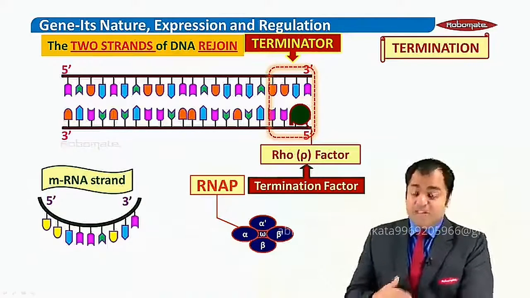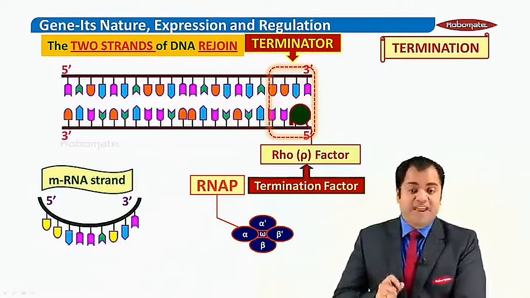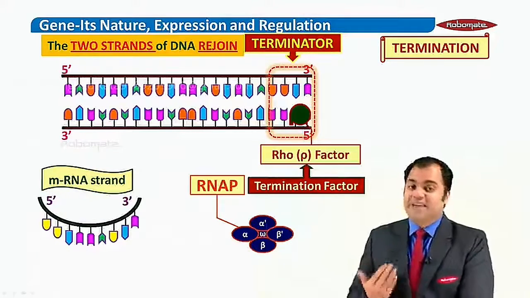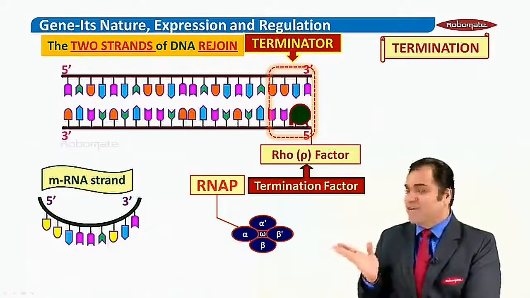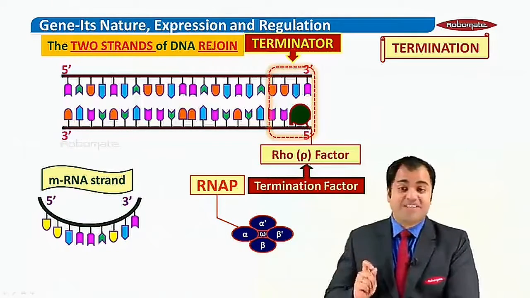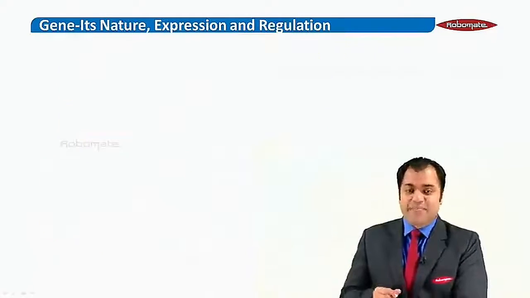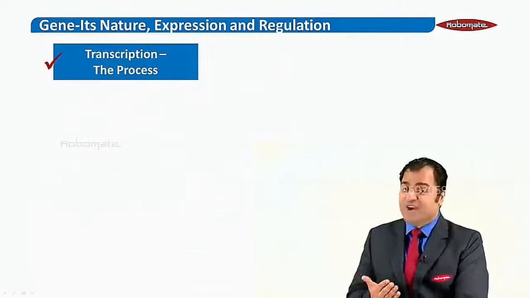So the process of transcription involves initiation with sigma factor, elongation with RNAP, and finally termination, which is aided by the Rho factor. And there you go. There we have the mRNA strand synthesized from the DNA template strand. This brings us to the end of the module where I talked about the process of transcription.